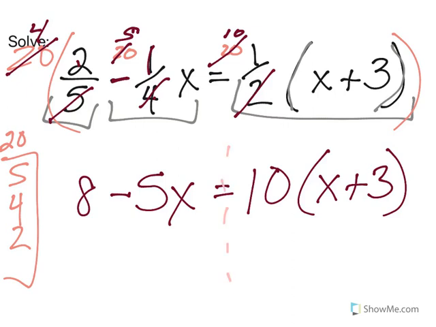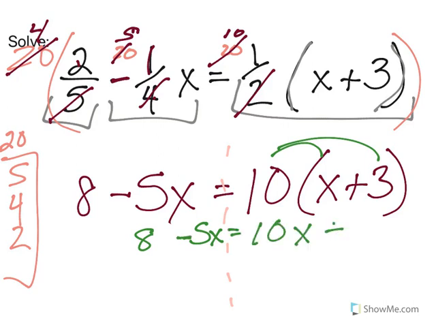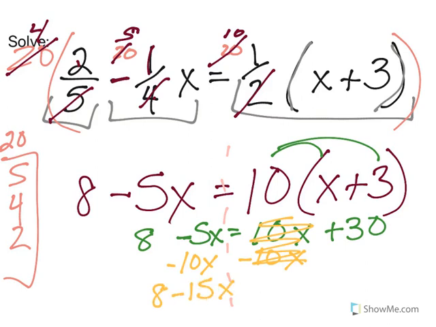Now I am ready to simplify. So on the right side, I start with distributing. So I still have 8 minus 5x. 8 minus 5x equals 10x plus 30. And I know a lot of people like to get their x's on the left. So I'm going to subtract my 10x to move it to the other side. So I have 8 minus 15x equals 30.